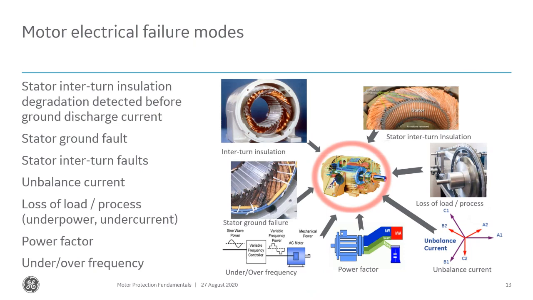We also have some other types of electrical failures that we look for. Over/under frequency and power factor are a couple of those. Unbalanced current. Each of these, over/under frequency and unbalanced current, can create extra heat in the motor, and that's why electrically we want to protect for that. The other thing that we look at can also be loss of load or process.